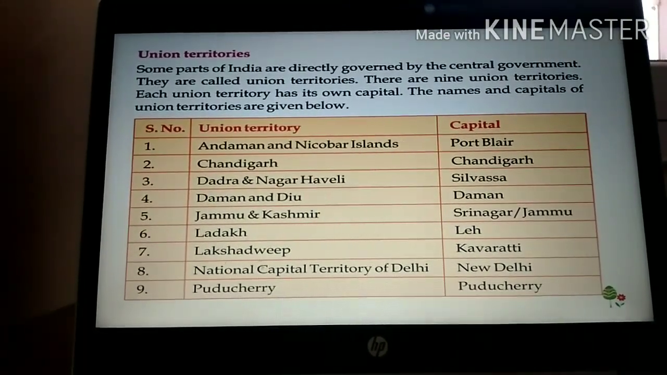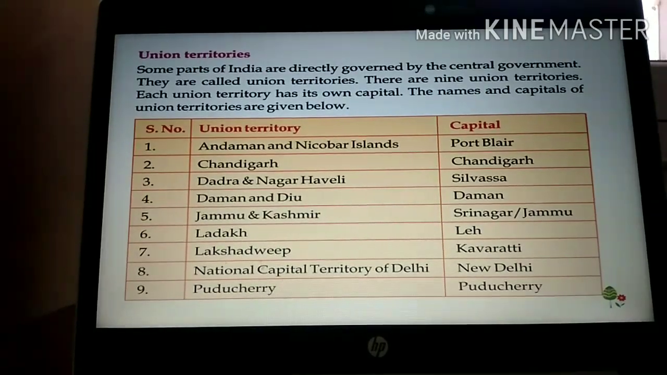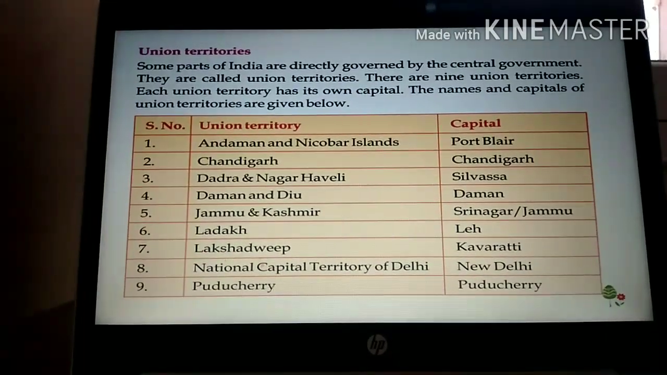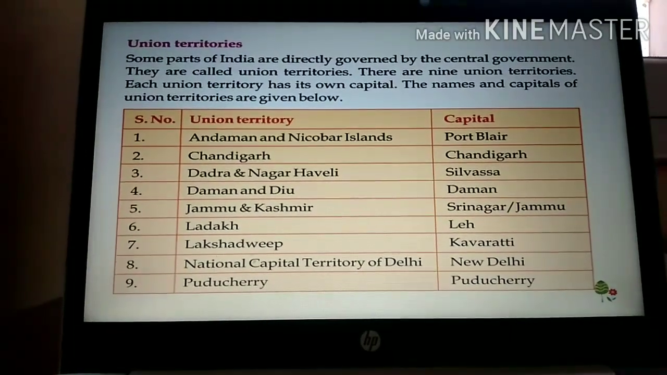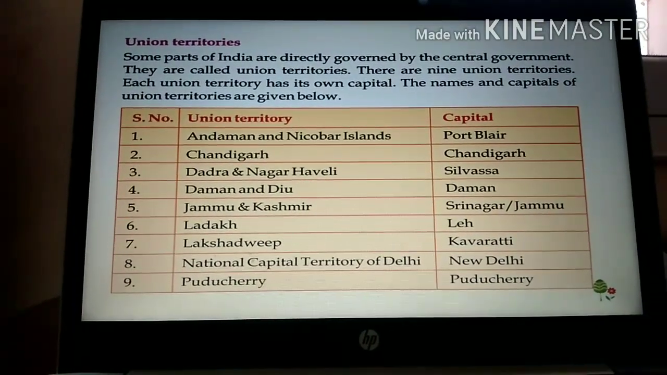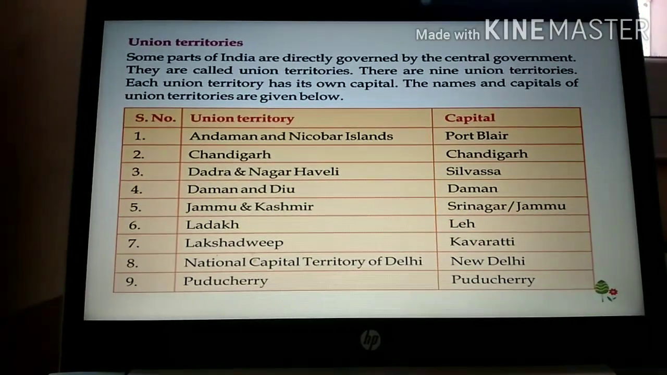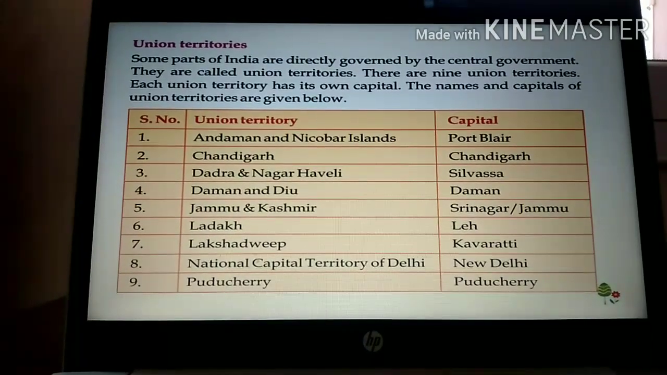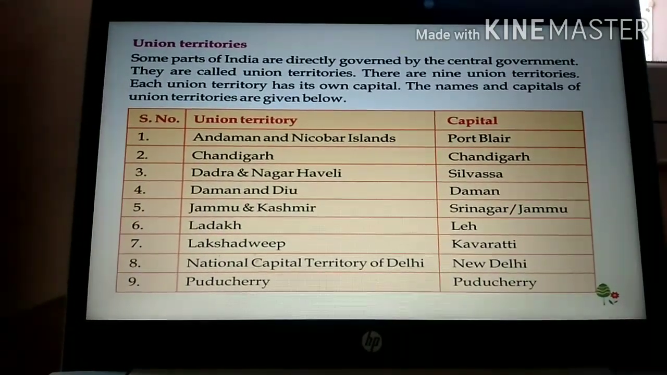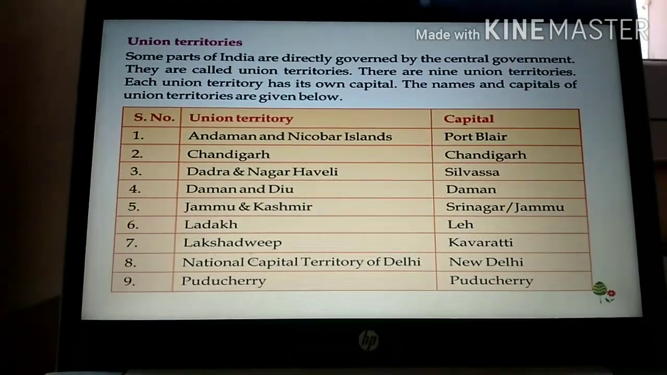Now children, don't forget to learn all these states with their capitals as well as union territories with their capitals. And I will send you question answers of both the chapters through PDF. You have to copy down the question answers, and book exercises you have to do yourself. But we have discussed, so I don't think that you will feel any problem.